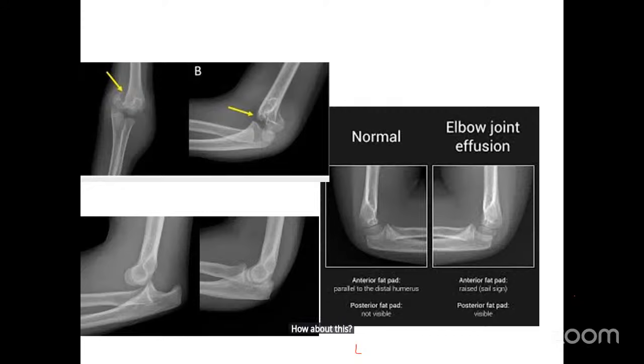Fracture. Which one? Are your eyes seeing a fracture? Me, I'm not seeing a fracture. Okay. It depends on the view. Okay, which one are you talking about? The one the cursor is on now.